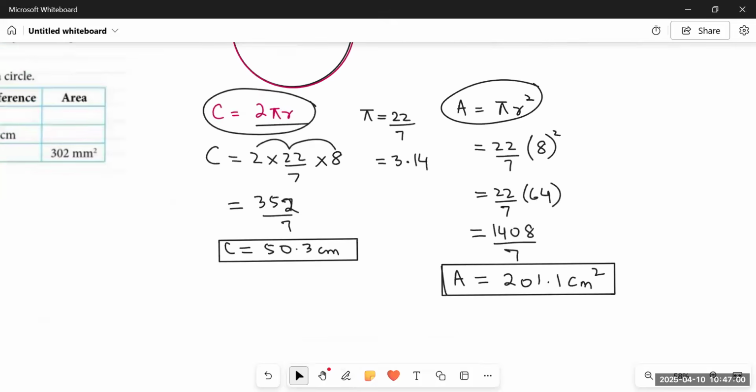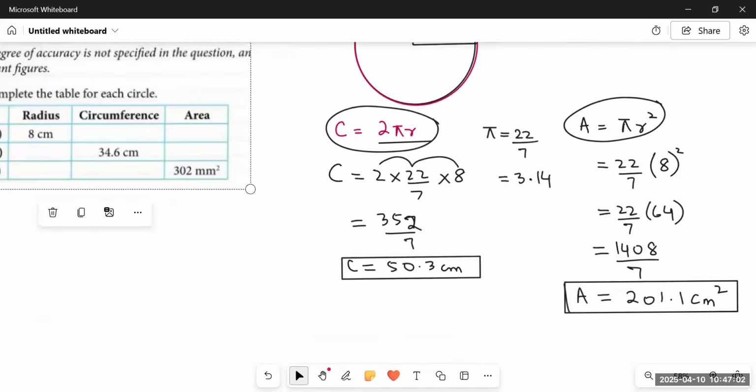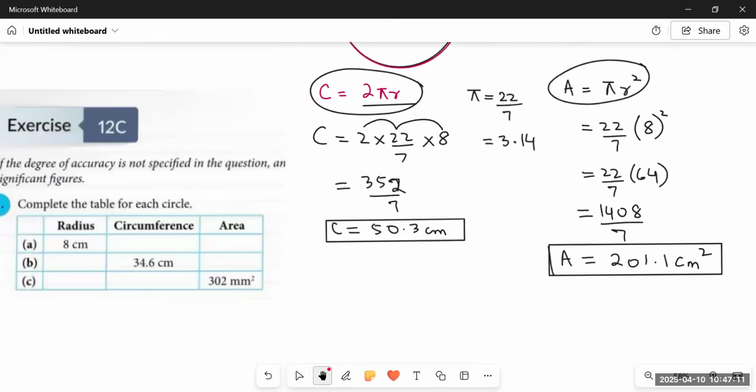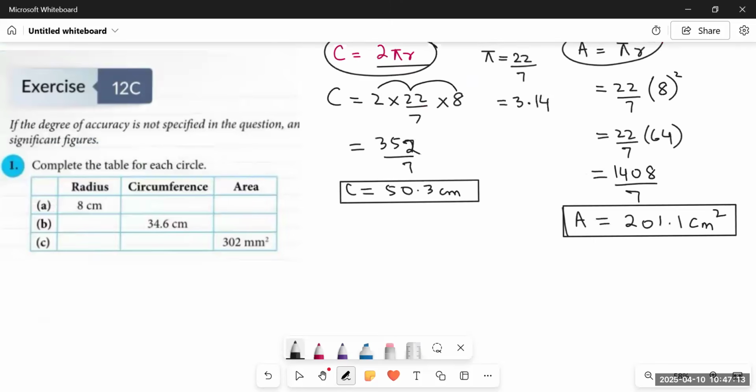So it's a simple question. You just have to apply the formula and there you go. But what happens if we are not provided with the radius? Instead, we are provided with the circumference. So again, we are going to use the same formula of circumference, and using this formula, now we are going to figure out what would be the radius.